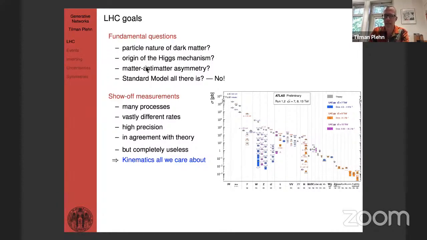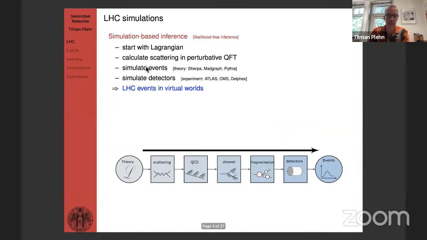Because if you want to find new physics, and this is what we are after at the LHC, I don't care about measuring Z plus jets. I care about finding new physics. Kinematics is all we care about. And that tells us something about the challenges, namely the simulation challenges for the LHC.